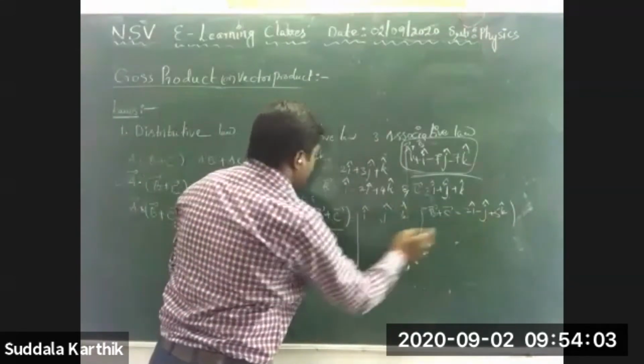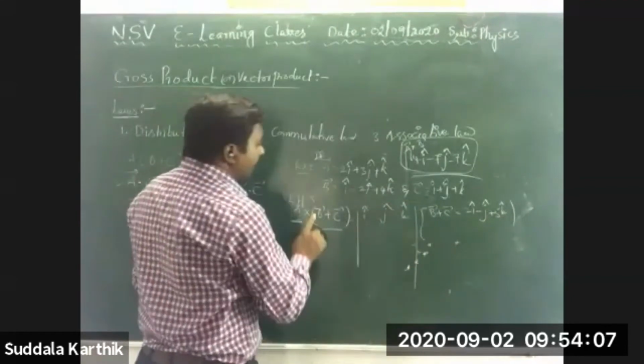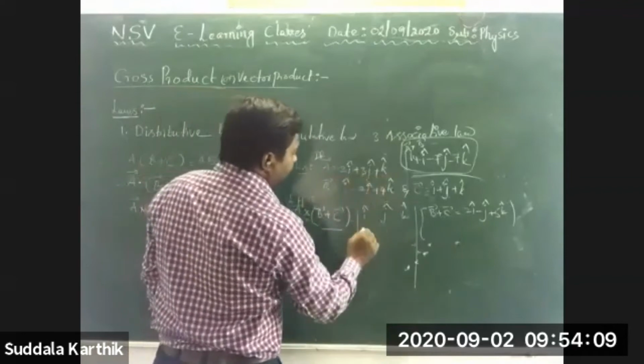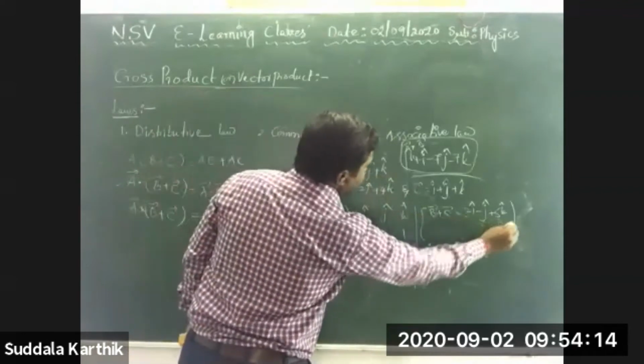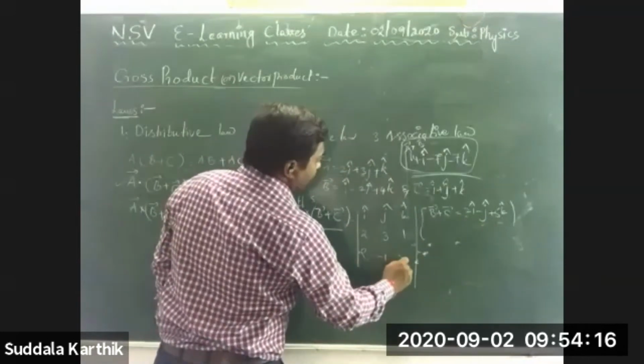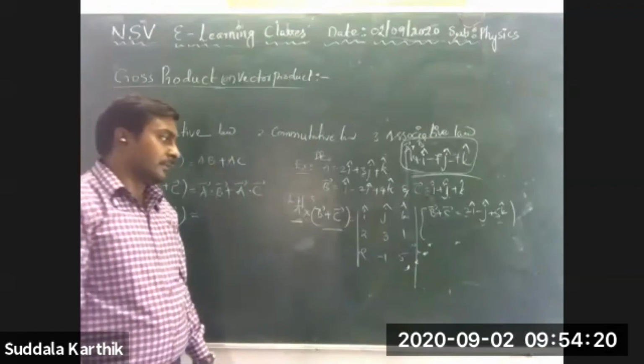Here is the first vector and the second vector. Now I am finding the cross product of these two vectors. In the first vector, the components are 2, 3, 1. In the second vector, 2, minus 1, 5. Is it clear?